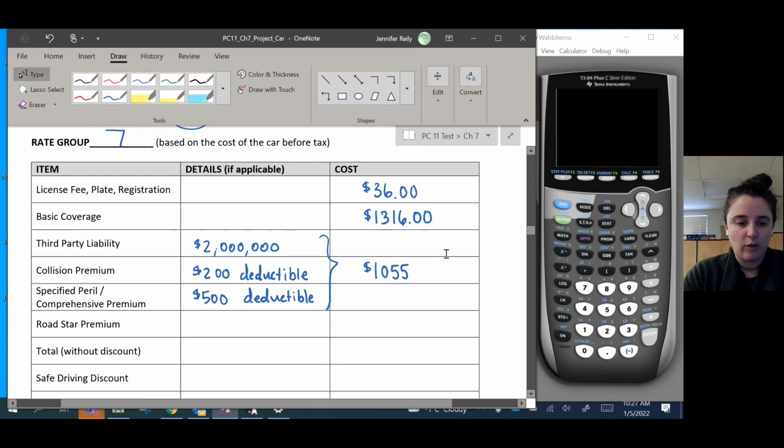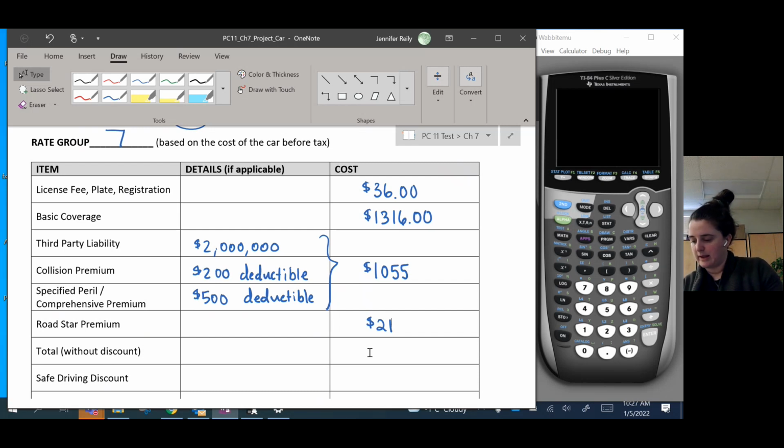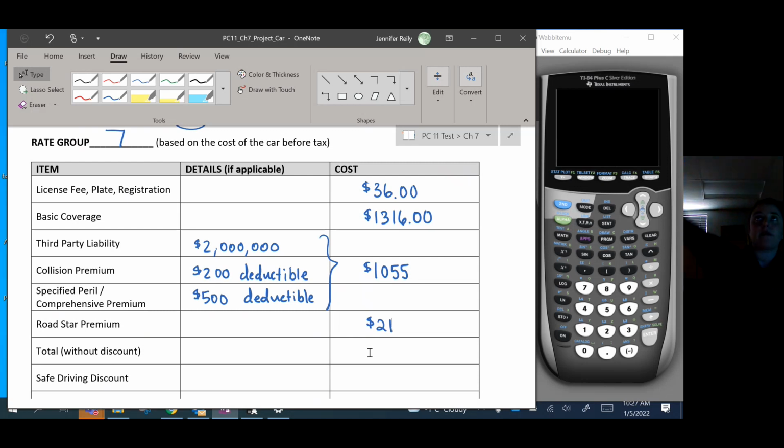Roadstar Premium, they did want to purchase that, and that, remember, was $21. Only some drivers can get that, though. So the total, if you add all those numbers up, is, I have it on my answer key here, so I'm just going to write it. Oops, the lights just turned off. 1 second. There we go.